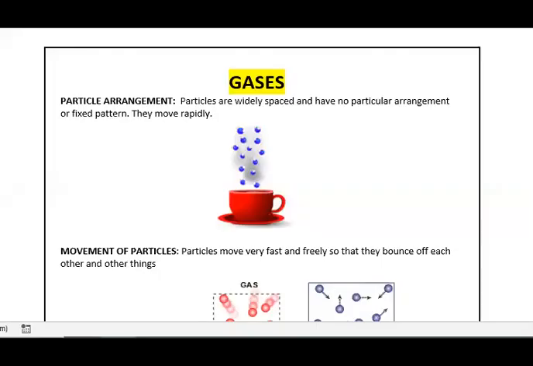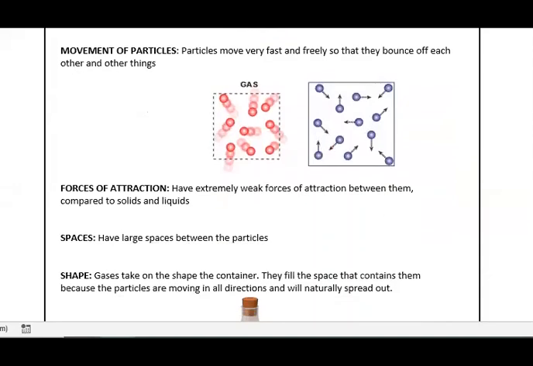The last state of matter we will be discussing today is gases. So the particle arrangement of gases is that they are widely spaced and they have no particular arrangement or fixed pattern. They move rapidly, they move in all directions. They don't have a strict direction, right? Movement of particles, they move very fast and freely and they bounce off one another and other things. So they have a lot of energy, right? And movement energy is called kinetic energy.